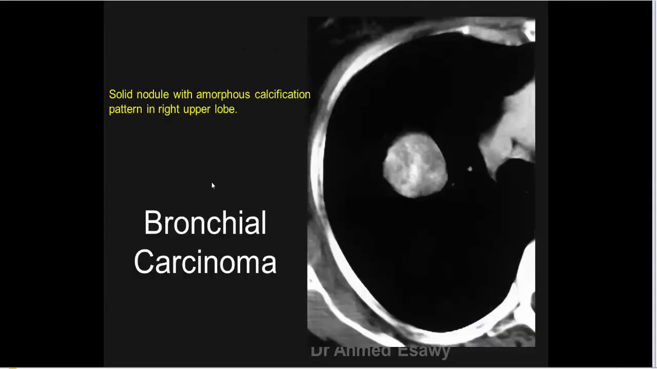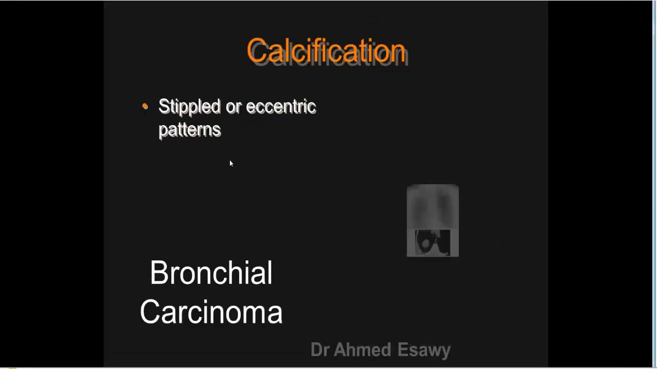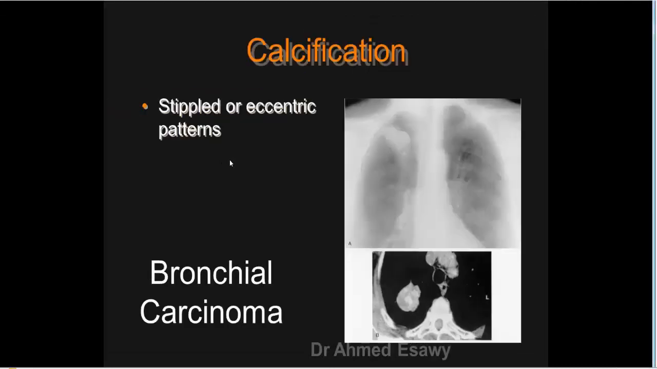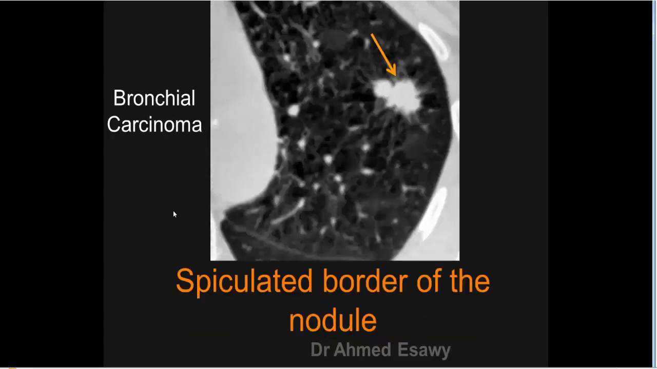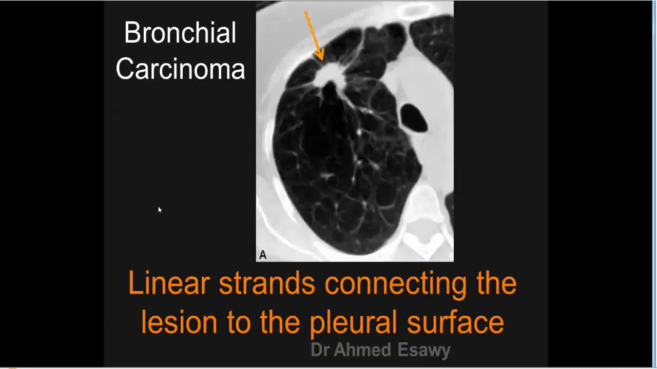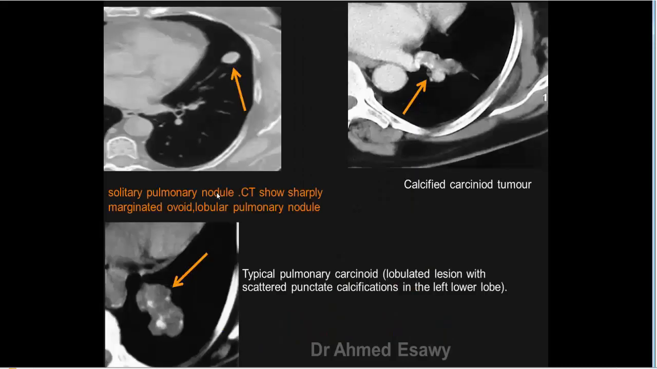A solid nodule with an amorphous calcification pattern in the right upper lobe in bronchial carcinoma. A stippled or eccentric pattern of calcification in bronchial carcinoma. Bronchial carcinoma with the bronchus sign, a bronchus leading directly to the lesion. Bronchial carcinoma with the spiculated corona radiata sign, a spiculated border of the nodule. Bronchial carcinoma with a linear strand connecting the lesion to the pleural surface.